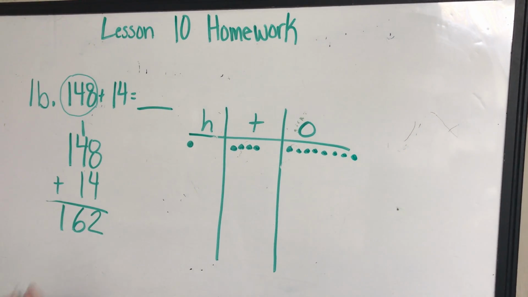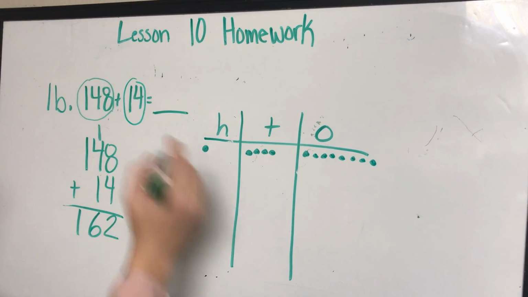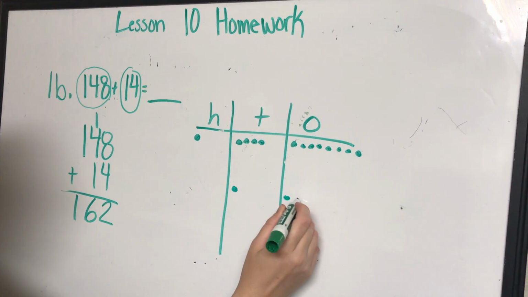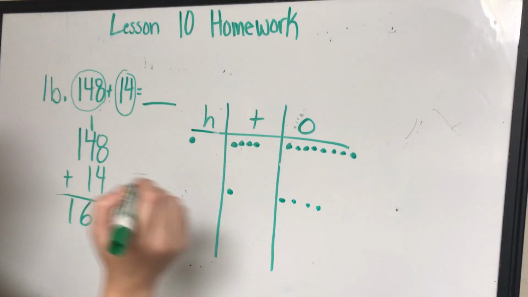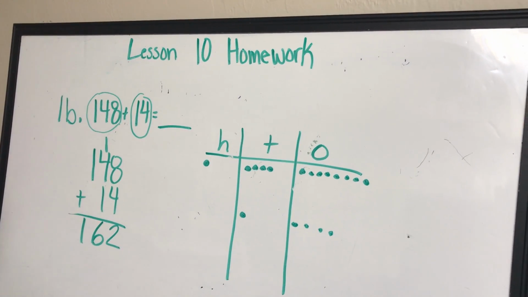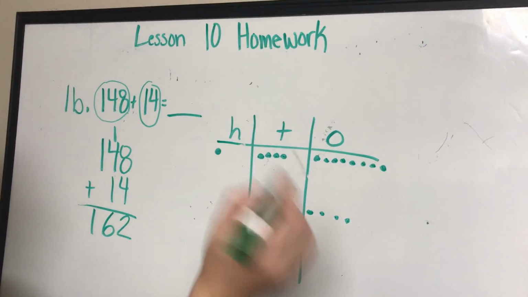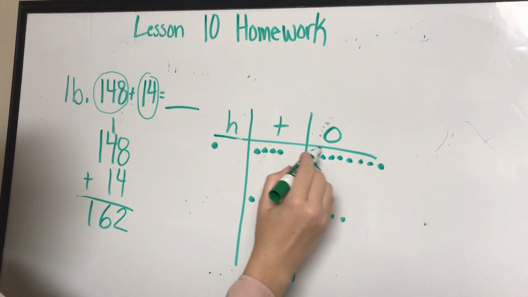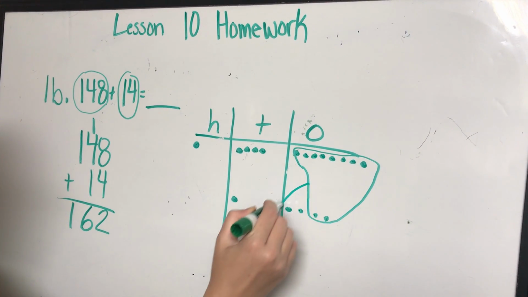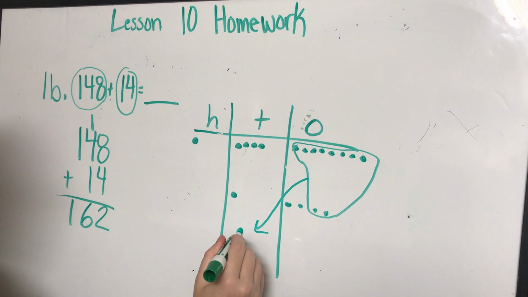Now I'm not done. I need to draw my second number, which is 14. 1 in the tens, 4 in the ones. Am I done? No, I can't have more than 9 dots over here. There's way more than 9. We're going to bundle our 10, bring it over. So here's 8, 9, 10, draw my arrow over and add it.